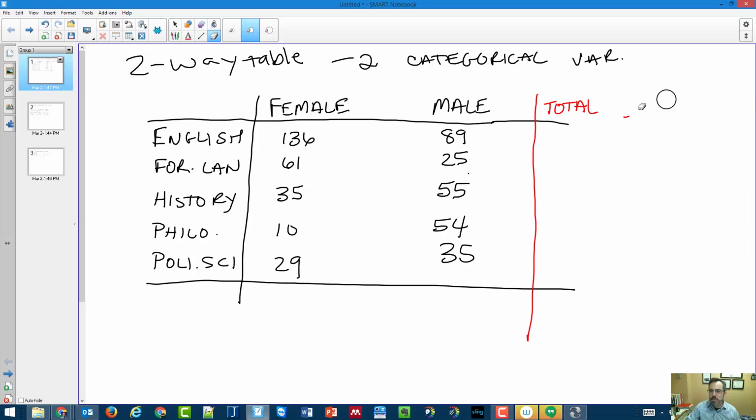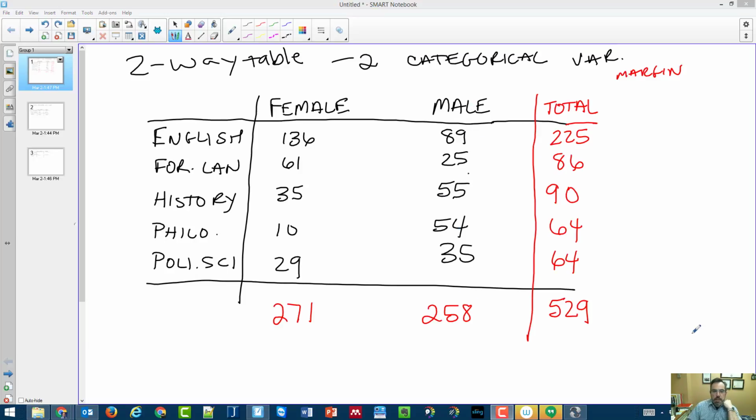We call it a marginal distribution literally because of where this is. It's going to end up over here in the margin. So first of all, what I'm doing with this is putting these numbers together. I'm just going to take a minute and add these things together, like 136 plus 89. So I know there's 225 students total that are English majors. I'm going to do that for all of those, as well as add together and figure out how many female students and how many male students there are.